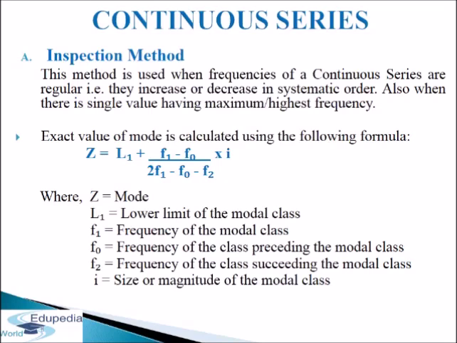Exact value of mode is calculated using the following formula, that is Z is equal to L1 plus (F1 minus F0) divided by (2F1 minus F0 minus F2) multiplied by I, where Z is equal to mode, L1 is equal to lower limit of the modal class, F1 is equal to frequency of the modal class, F0 is equal to frequency of the class preceding the modal class, F2 is equal to frequency of the class succeeding the modal class, and I is equal to size or magnitude of the modal class. This is the formula to calculate mode in inspection method.